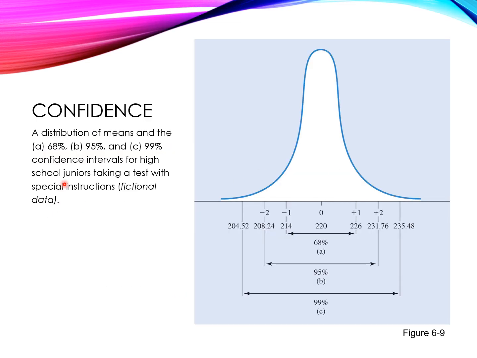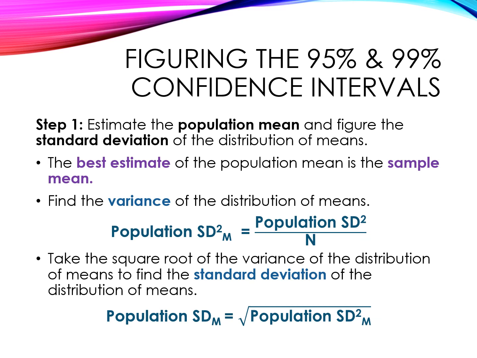Okay, so confidence. A distribution of means, and the 68%, 95%, and the 99% confidence intervals for high school juniors taking a test with special instructions. Okay, so here we are. We are 99% confident that the actual population mean falls between 204.52 and 235.48. How did we get that number? Let me show you how that happens.